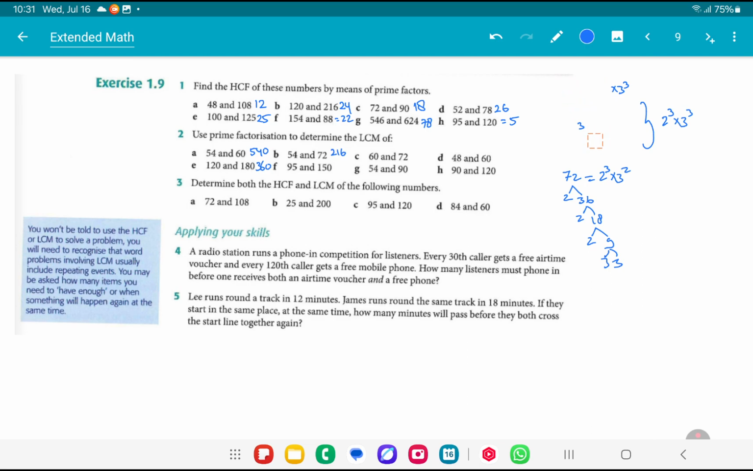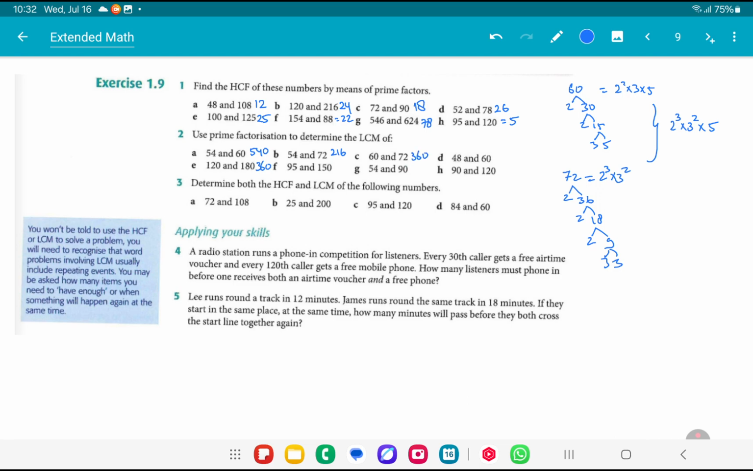Next, we continue with 60, 2 and 30, 2 and 15, 3 and 5. So 2 squared times 3 times 5, and 72. We got the LCM 2 cubed times 3 squared times 5. So 8 times 9 times 5, 360.